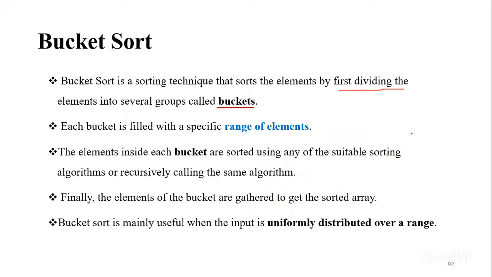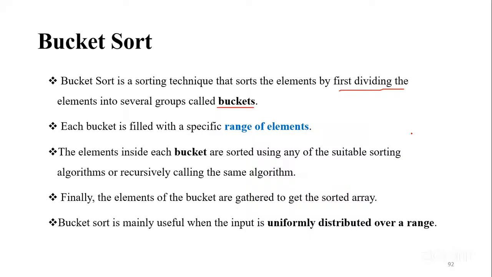Each bucket is filled with a specific range of elements. Depending on the range, we are dividing the elements actually. So each bucket is filled with a specific range of the elements. I will show you an example later on. The meaning of this is, for example, 5 to 10 elements are stored in bucket 1. 11 to 15 elements are stored in bucket 2. Like that, depending on range, 10 to 20 is one bucket, 21 to 30 another bucket, and so on.